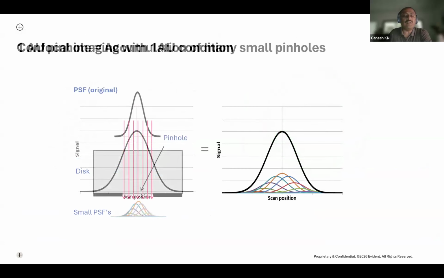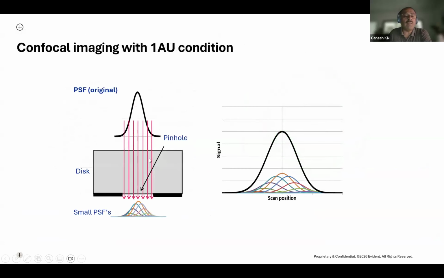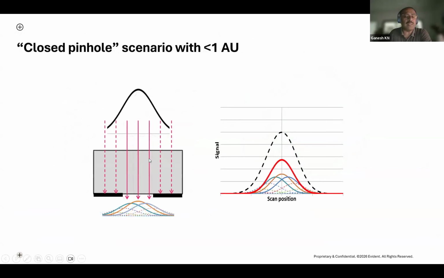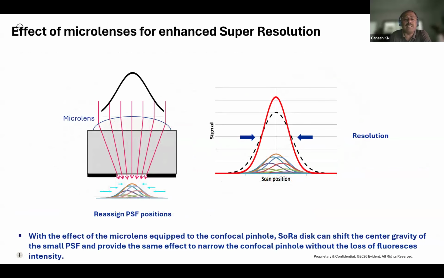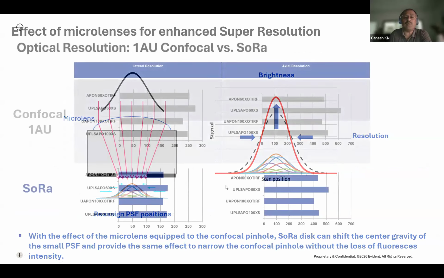So what we do is, if we close the pinhole, or if we have a micro lens on the emission side, it will try to reposition the signal, and then it will increase the center of gravity and the intensity, and thereby it collects more signal. Here, by having a micro lens on this side, it will enhance the point spread function. It will narrow down the point spread function. It collects more photons, and thereby you get a better signal to noise ratio and resolution.